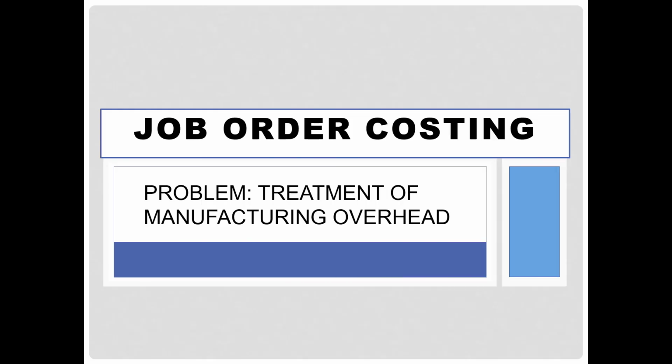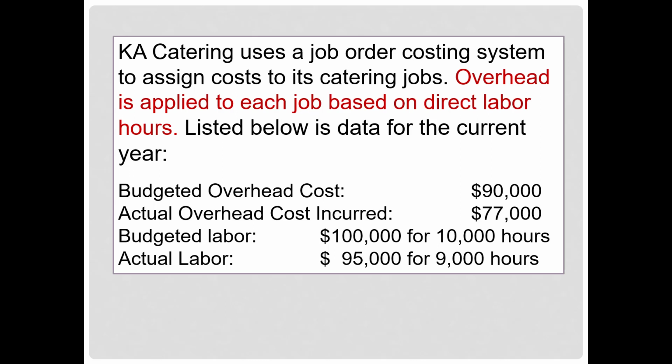Because the treatment of overhead is probably the most difficult concept to grasp in this chapter, let's work a review problem. KA Catering uses a job order costing system to assign costs to its catering jobs. Overhead is applied to each job based on direct labor hours. Listed below is data for the current year.